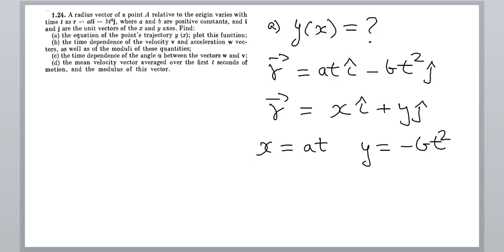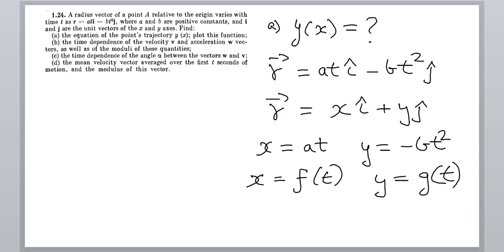So what we have found here is that this is x as a function of time and y is also represented as a function of time. So t is the parameter here. So now we need to eliminate t. If we eliminate t from these two equations, we will get y as a function of x. Okay, so I'm solving it here.